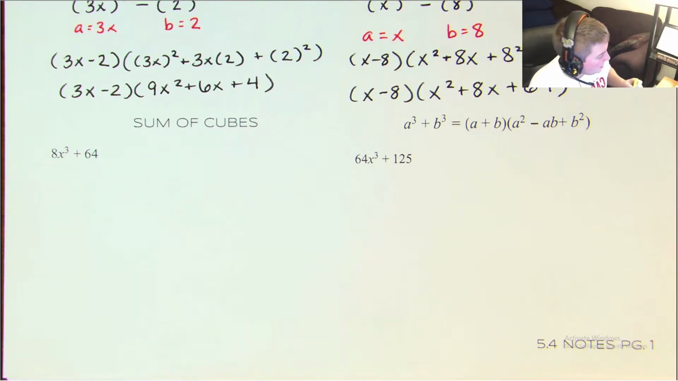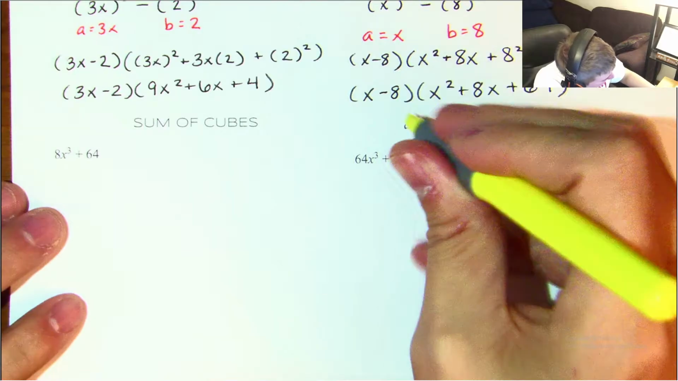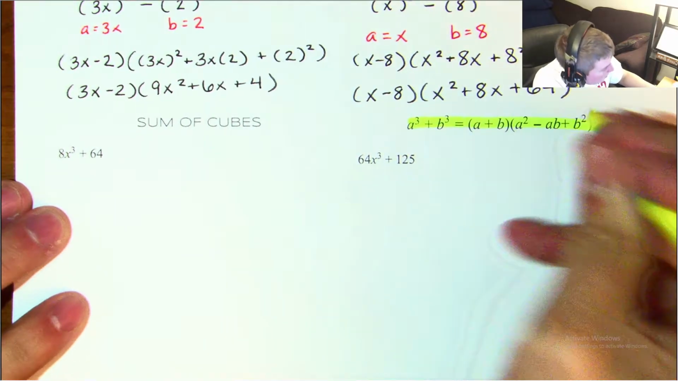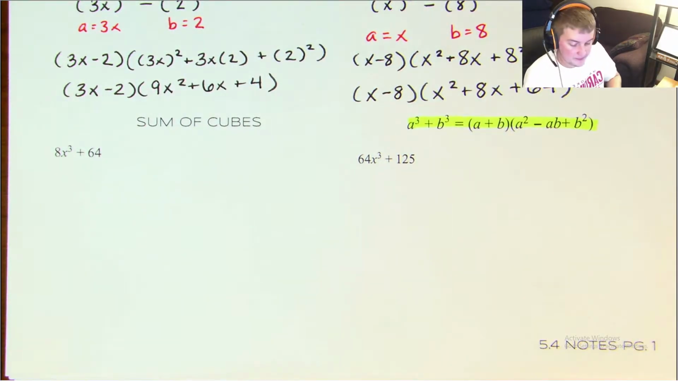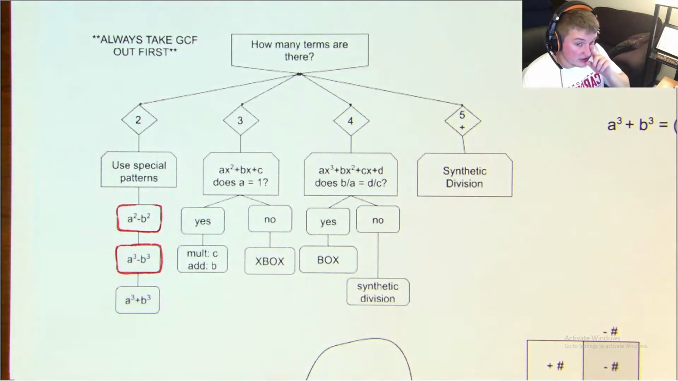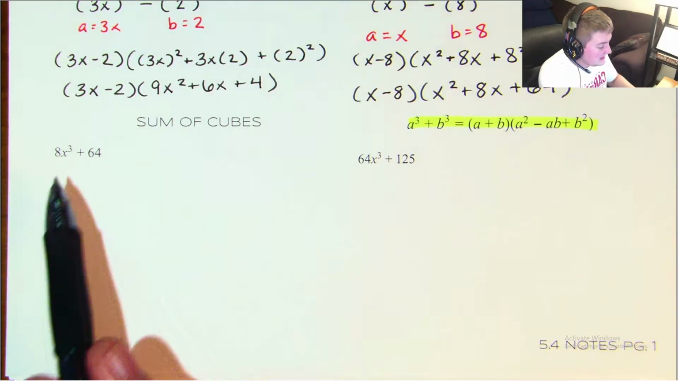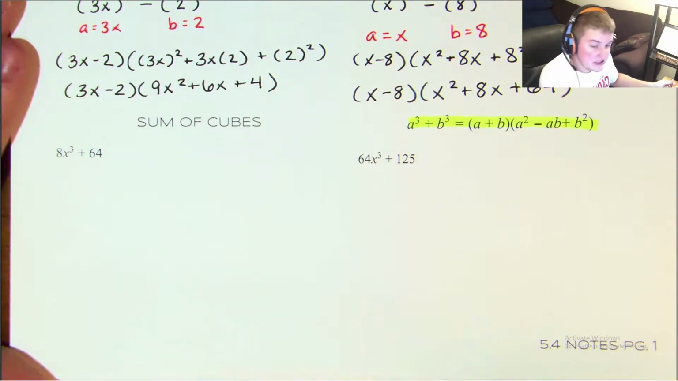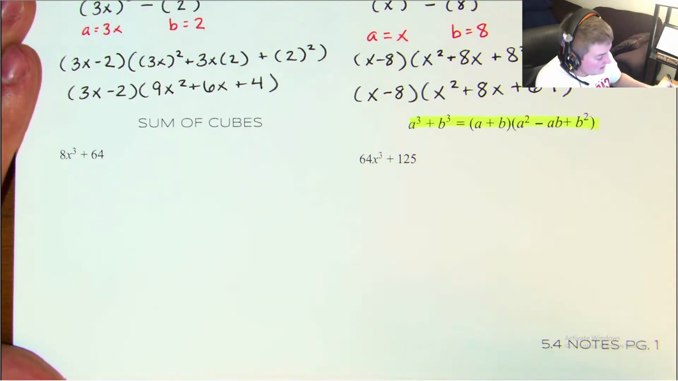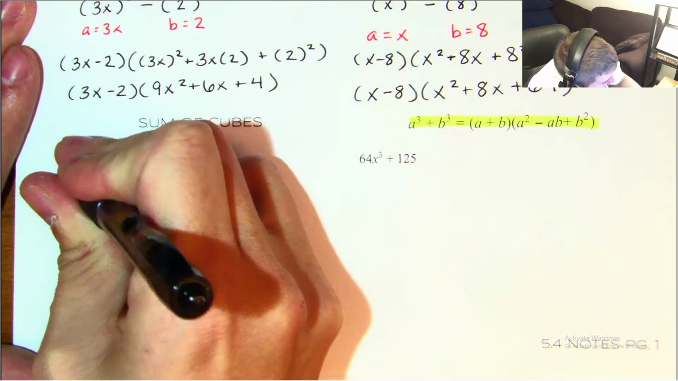So we can go ahead and follow our flow chart here, because our flow chart does start us off with something very important. The very important thing is you always have to take the greatest common factor out first. As I look at this, I'm looking at 8 and 64, and I'm identifying that they all divide by 8. So that means I can factor an 8 out first.